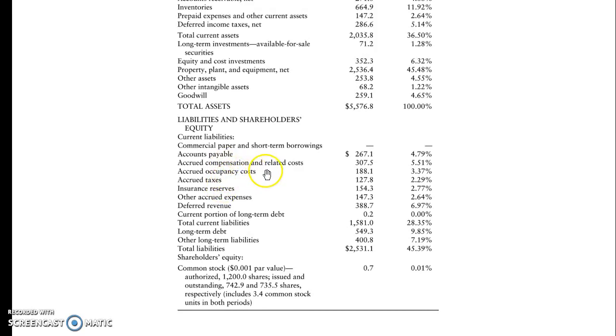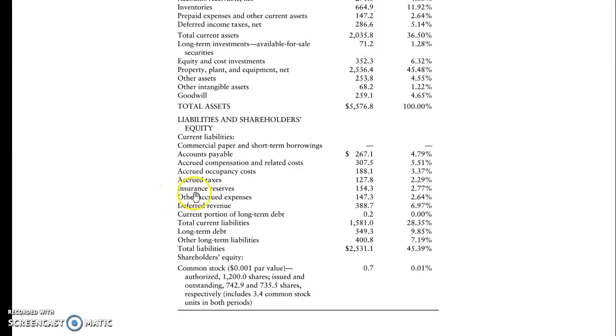Accrued compensation and costs. So this would be compensation that they owe that they have not yet paid. They've incurred it, so they're accruing it, but they haven't yet cut a check for it. That would be listed here. Same thing with occupancy costs. That would be rent that they've incurred, but they have not yet paid. Taxes that they've incurred, but have not yet paid, are recognized as liabilities.